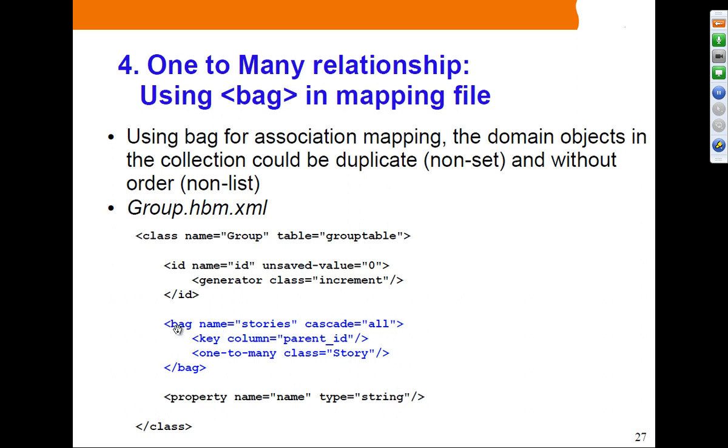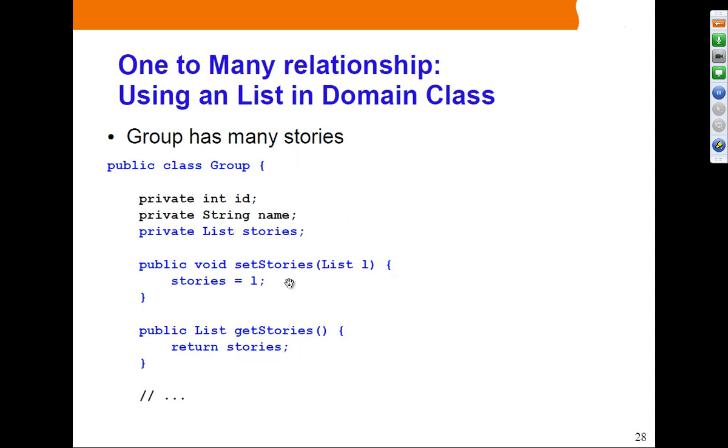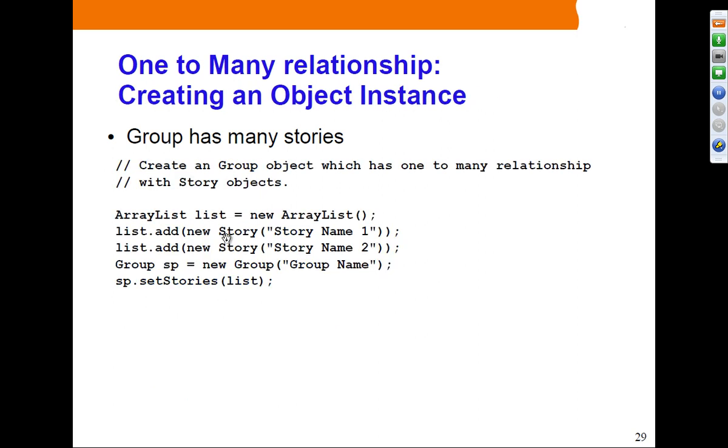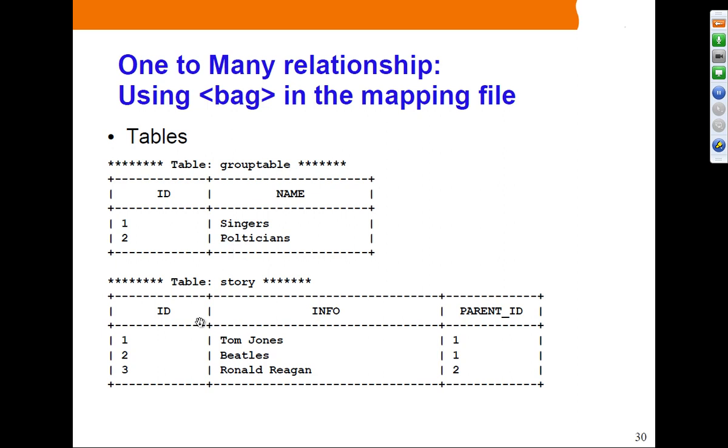So here we can say map, and then stories, and then the key column is parent ID, and the one-to-many class is story. In this case, we can use either list or set or whatever. Or actually, probably list. The set itself does not allow any duplication, right? So you might want to use a list in this case. Then you create the objects and save them. And here, because there is no index involved, the only thing it has is a foreign key column.